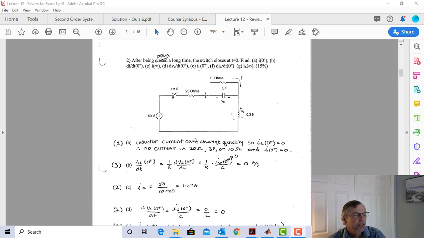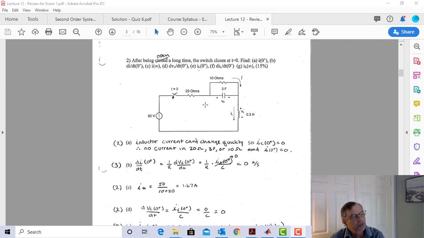Now I could also say there was no voltage across the capacitor at t equals 0 minus, so that means there's going to be no voltage drop across the capacitor at t equals 0 plus, so my 50 volts here is going to end up here. So at t equals 0 plus, I have 50 volts here. Since I have no current here, I have 50 volts here. And since I could not change the capacitor voltage quickly, I have 50 volts here.